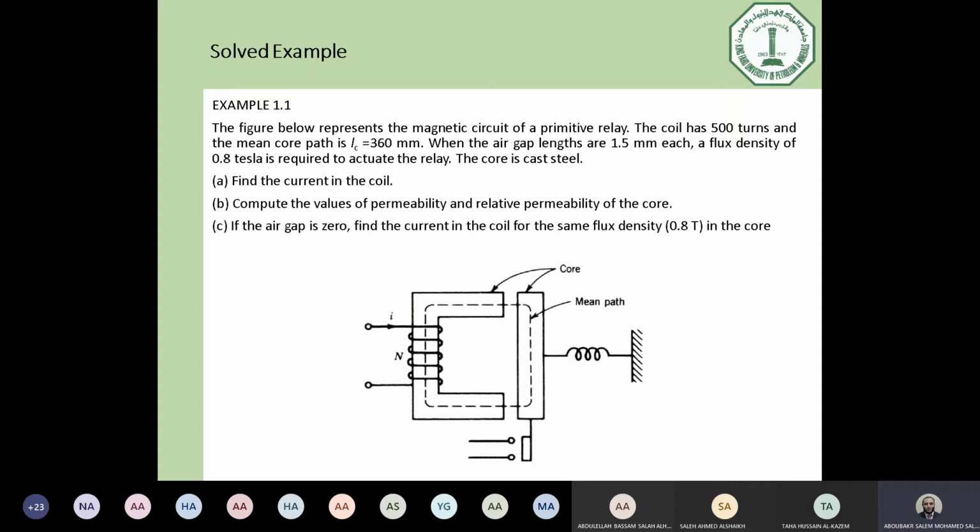Here is an example. The figure below represents the magnetic circuit of a primitive relay. What is a relay, guys? What do you know about relays? Did you listen to this word before, or also the word contactor? Contactor or relay? Yes, doctor. What is the meaning of contactor or relay? It's like an electrical switch.